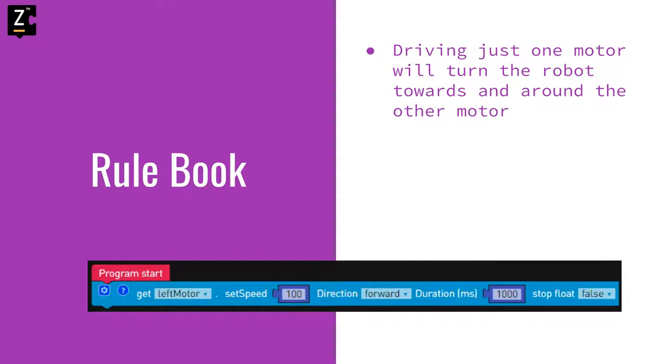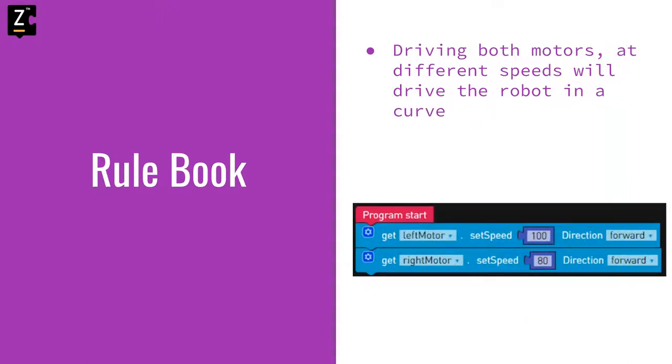We also found out that powering just one motor will make the robot turn, twirl, around the other motor. This is a great way to turn, but not the only one, as explained by our next rule. The last rule is actually an expansion of the previous one, saying if both motors rotate at different speeds, the robot will turn toward the slower motor. The bigger the difference in speed, the tighter the turn.